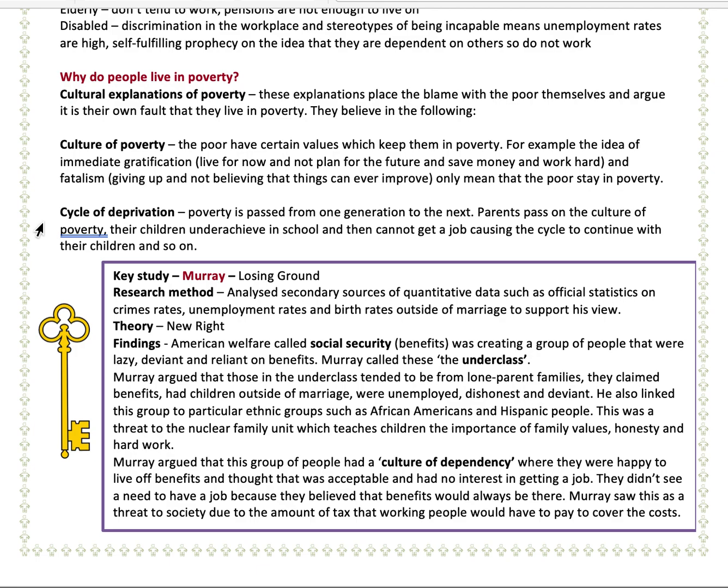And then he also referred to this idea of the culture of dependency, which you can make a new paragraph. He argued that the underclass had no interest in getting a job. They saw it as a norm and socially acceptable to claim benefits.